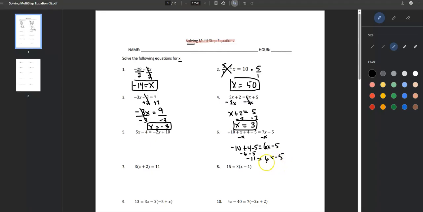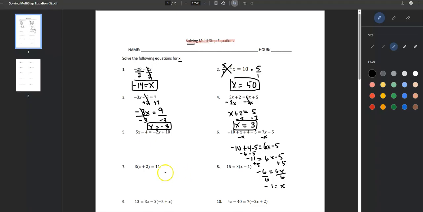And then I just have to do my opposite operation. So I'm going to add this 5 because I need to move away from the x. So add the 5 here, which will give me negative 6 equals 6x. And then I divide by 6, and that'll give me x equals negative 1. Okay?